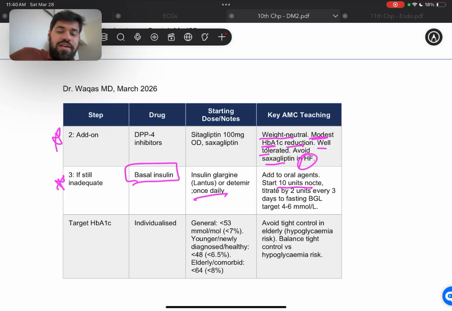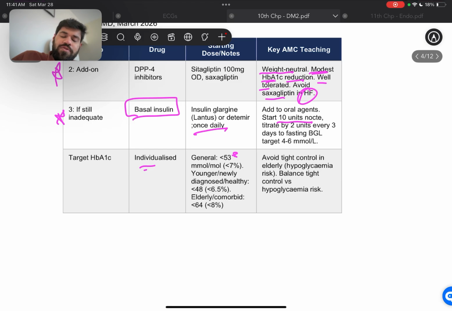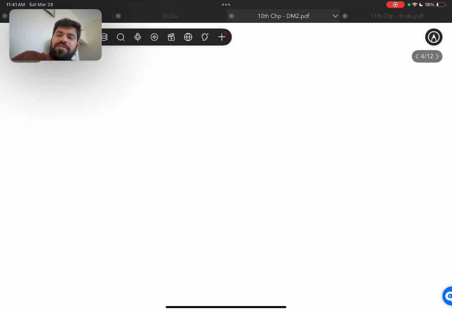All right, the target HbA1c, individualized, is generally less than 53 millimole per mole, or less than 7%. For younger or newly diagnosed patients it is less than 6.5. For elderly or comorbid patients it is less than 8. We avoid very tight control in the elderly because of the risk of hypoglycemia, so you have to balance tight control versus hypoglycemia risk.